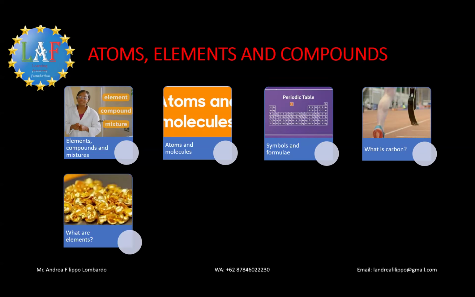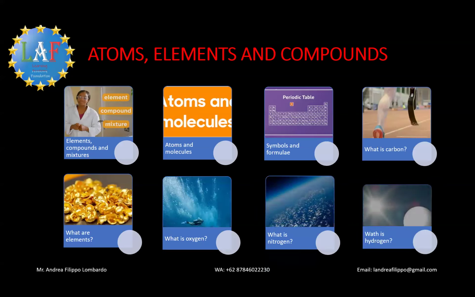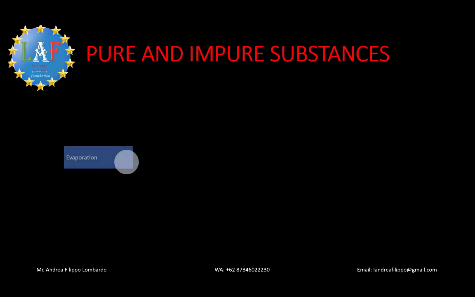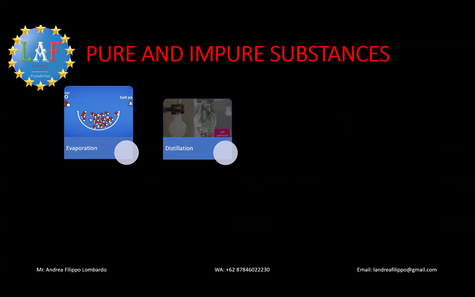There will be a visual explanation of chemical elements, of oxygen, of nitrogen, and of hydrogen. It will be about pure and impure substances, where the students will see that either evaporation or crystallization can be used to separate a solid solute from a solution. They will see that distillation is a separation technique that is used to remove a solvent from a mixture and keep it rather than it mixing with the air and being lost.